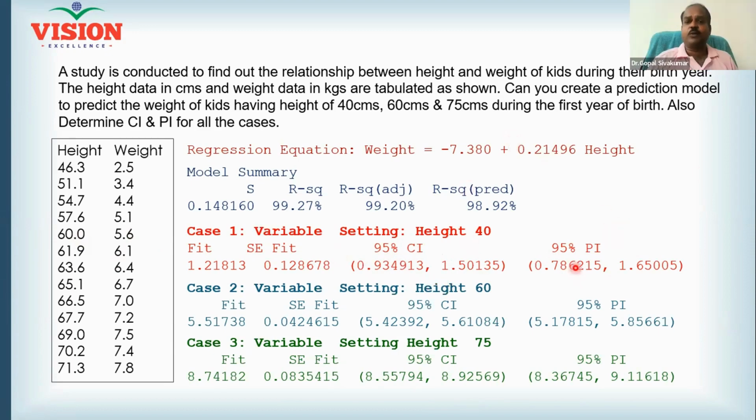Similarly, in another scenario, when the height is 60, what is the weight of the baby? When the height is 75, what is the weight of the baby? Confidence interval is available, prediction interval is available, whichever you want to use, please use. A similar situation you may also come across.